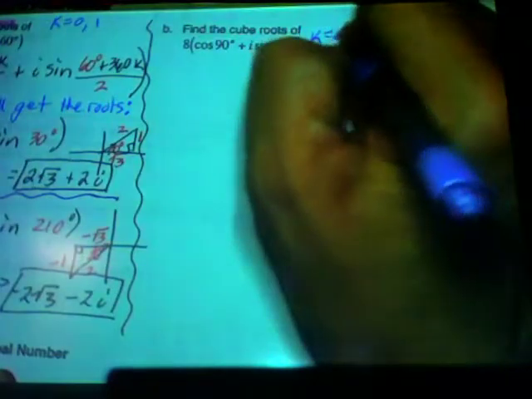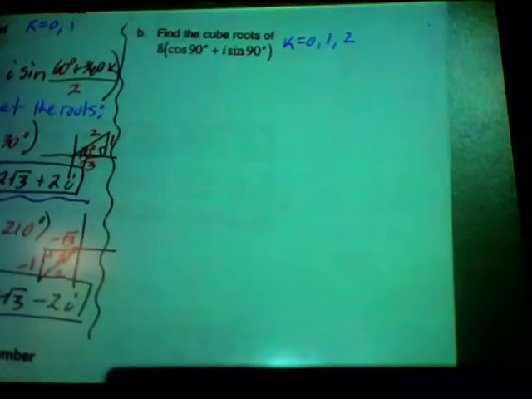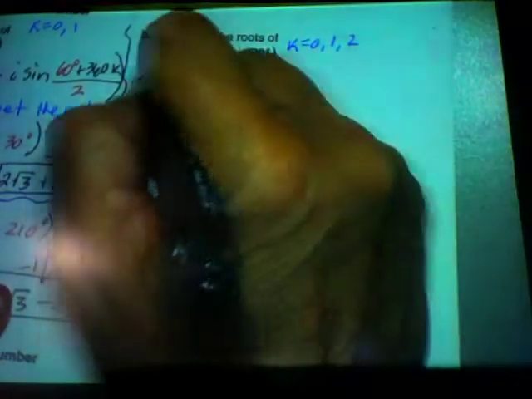All right, look at B. We'll do it again. Find a cube root. So how many answers are we going to have? 3. So that means that k is going to equal 0, 1, and 2. So I'm going to skip this 4k part. I'm going to skip this part right here. All right, so then let's write our general formula. So we've got the square root of 8, right? Sorry, cube root, thank you, of 8.